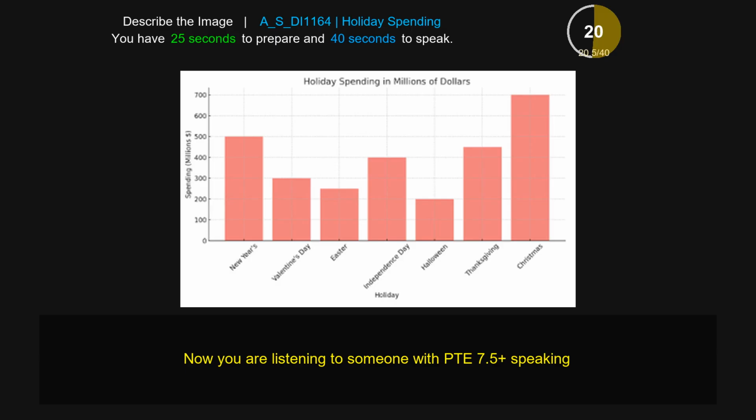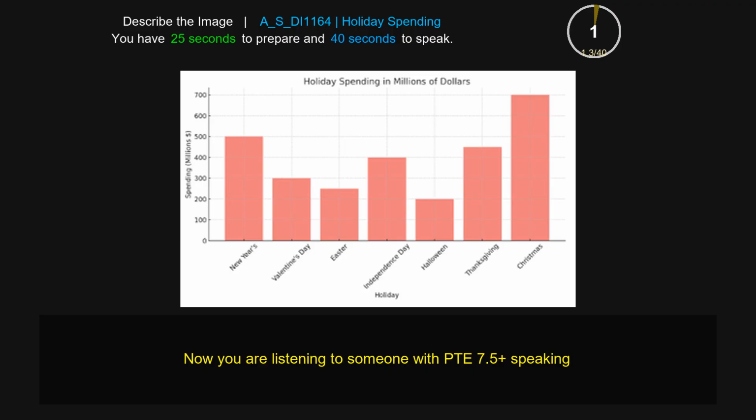As we can see from the picture, the spending during Christmas is 700 million dollars, which is by far the highest among all, whereas the spending during Halloween is the least, which is only below 200 million dollars. Overall, the picture was very informative to understand the holiday spending in millions of dollars.